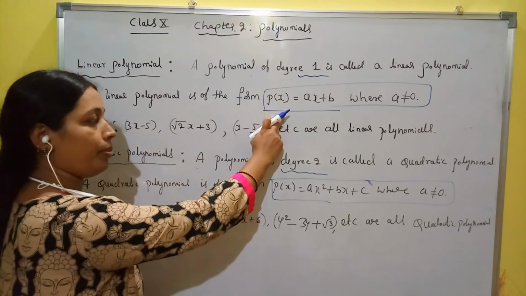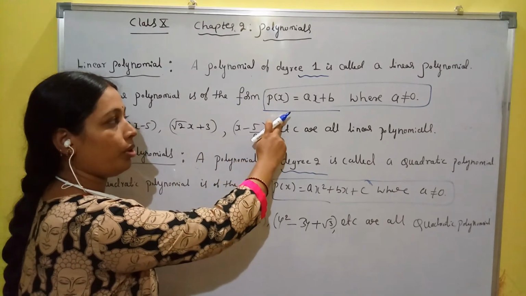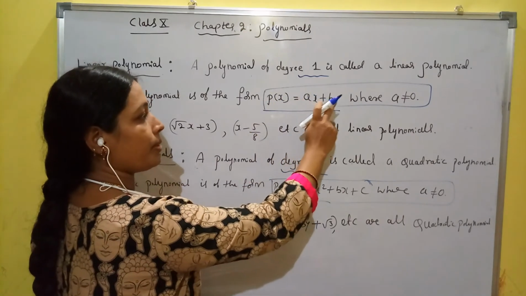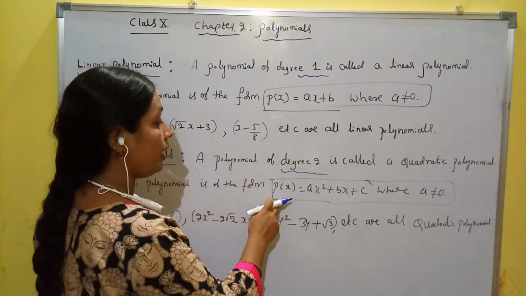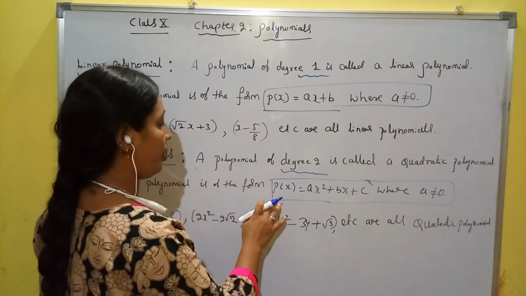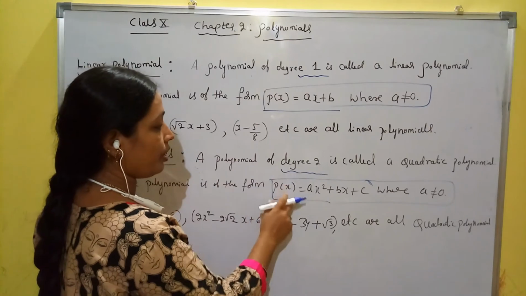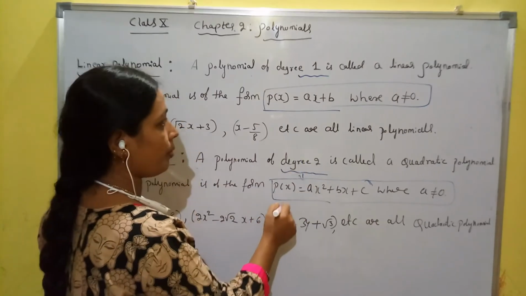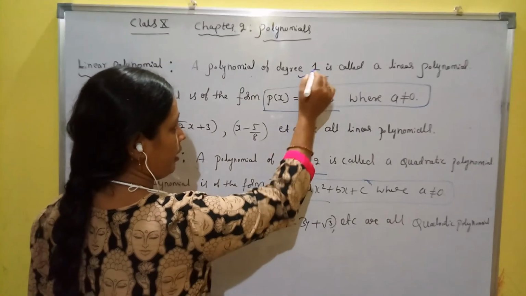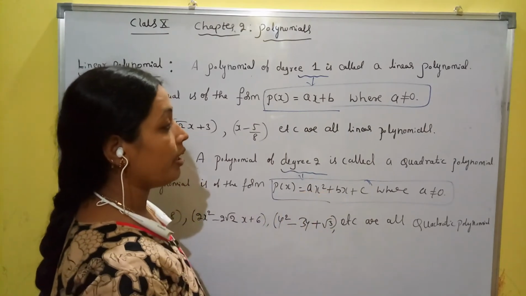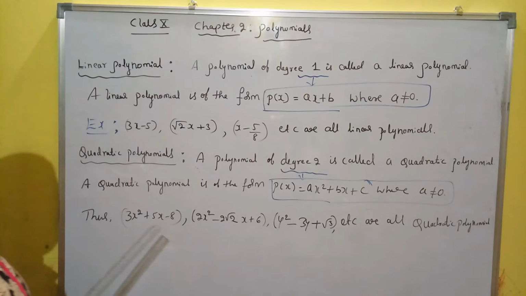In the case of a linear polynomial, the general form is p(x) = ax + b, where a does not equal 0. In the case of a quadratic polynomial, the degree of the polynomial must be 2 and the general form is ax² + bx + c, where a does not equal 0.